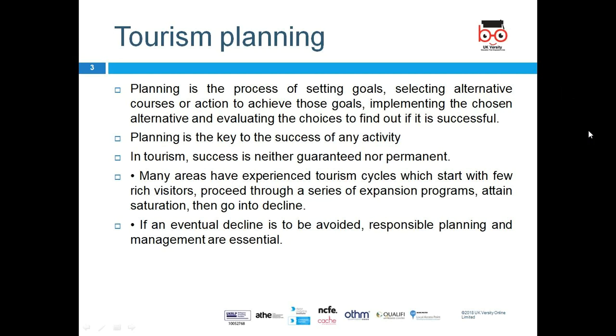Planning is the process of setting goals. What are goals? Goals mean the objective, what you really want to achieve at the end of the activity. So today the end task is to achieve our learning outcome 3. Then selecting an alternative course of action: why we plan is to make a decision and select the best course of action that will help to achieve our goals. Then implementing the chosen alternative and evaluating the choices to find out successfulness.